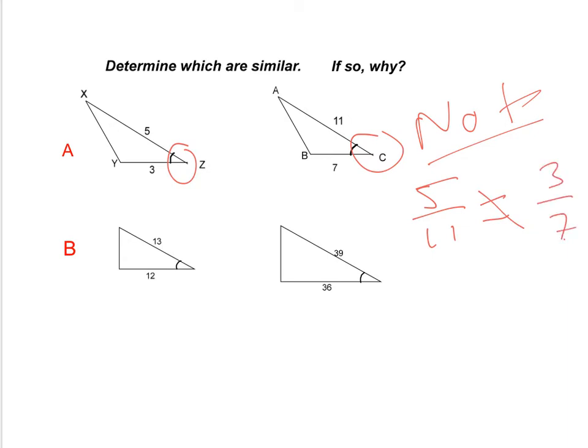And we can prove that by cross multiplying. 7 times 5 is 35. And 11 times 3 is 33. They are not equal, so therefore the ratios are not equal.